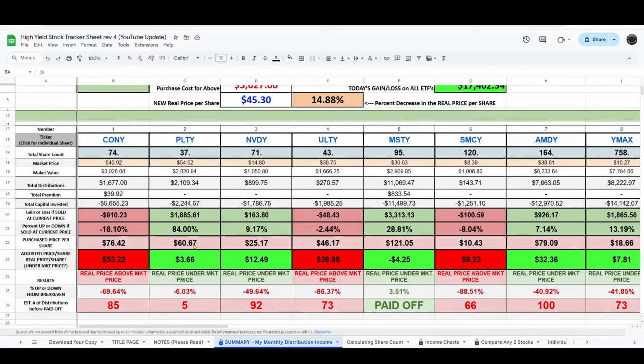So I'm not necessarily looking at my purchase price per share, right, which is this number. I'm looking at my adjusted price per share, which is this number. And that's what my sheet here does help to provide you. It provides that real price per share so that you can see where you actually stand in the position when you factor in those distributions.